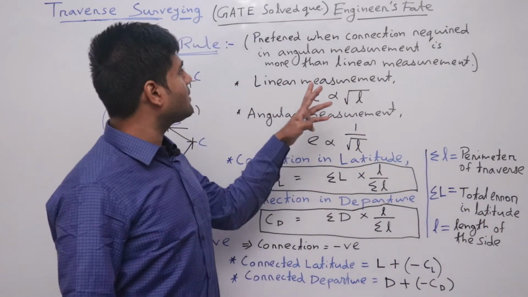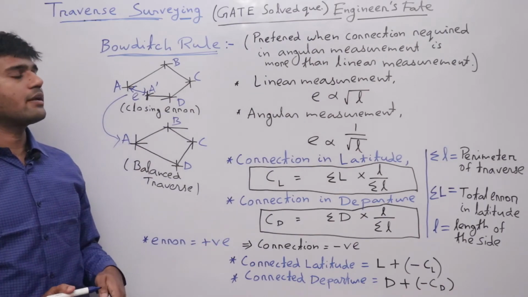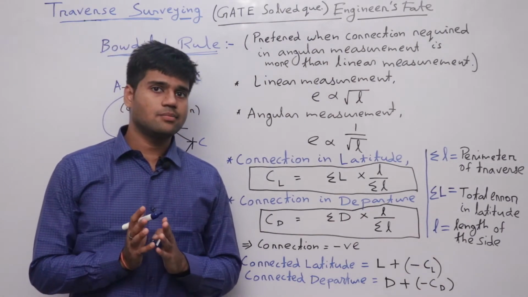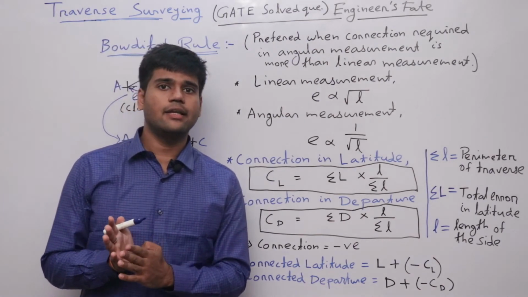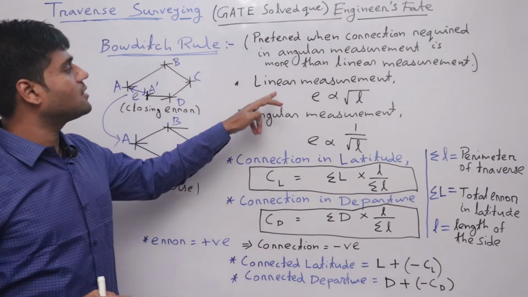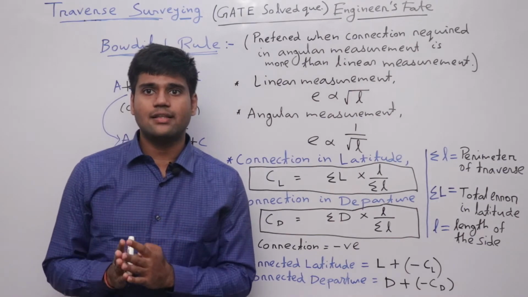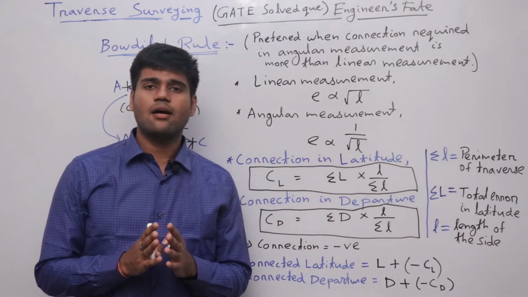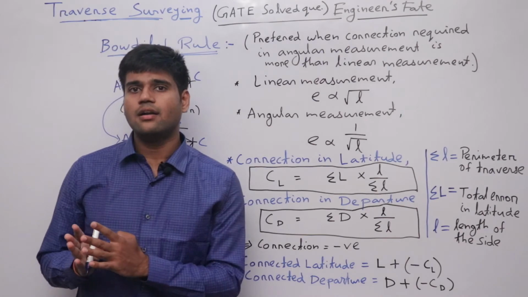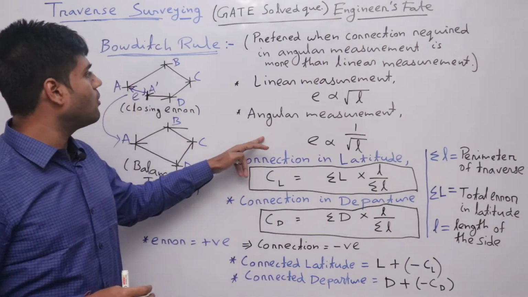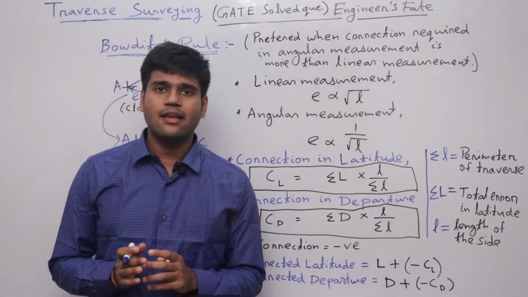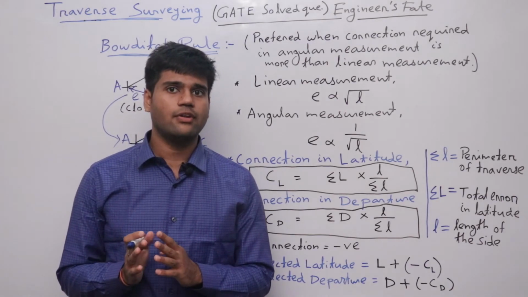So this Bowditch method is preferred when the correction required in angular measurement is more than the correction required in linear measurement. For linear measurement, error is directly proportional to the square root of length L. L means the length of a side of a traverse. And for angular measurement, this error is inversely proportional to the square root of length L.